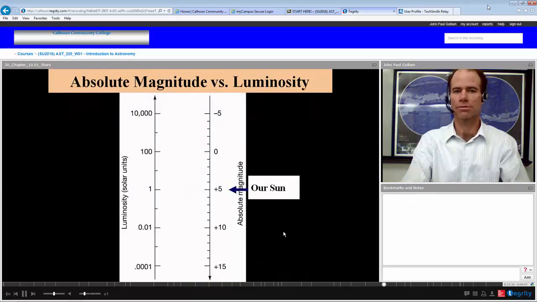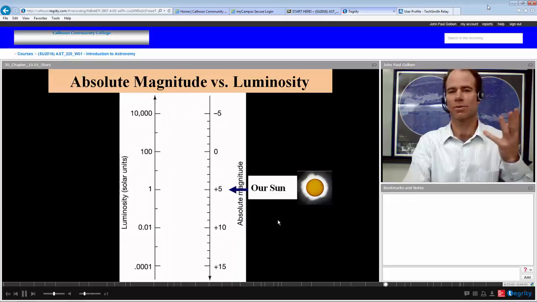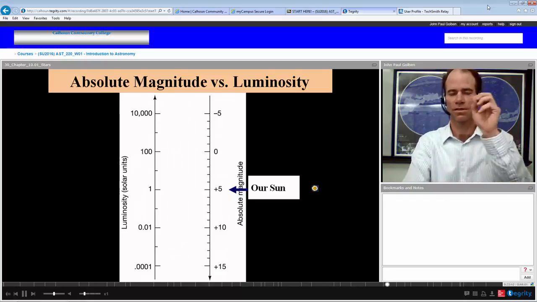So on an absolute magnitude scale, our Sun would have an absolute magnitude of around 5. Normally our Sun would be pretty bright on an apparent magnitude scale, but on an absolute magnitude scale, it would be pretty dim. It would be just barely visible to the naked eye if it were put 10 parsecs away from us.